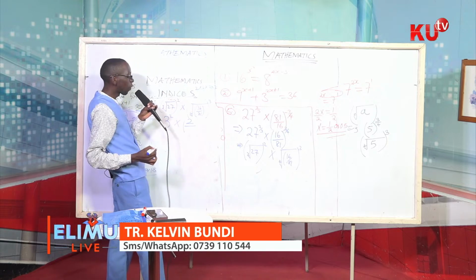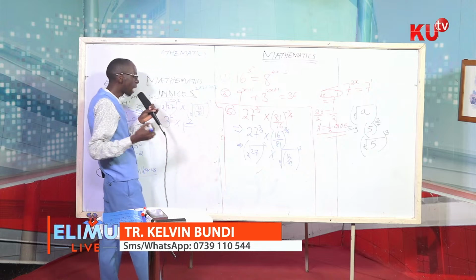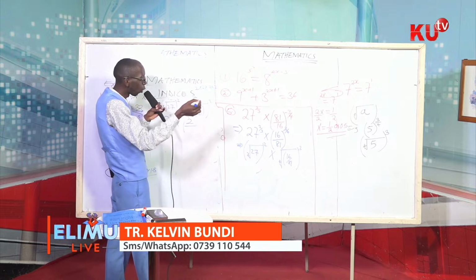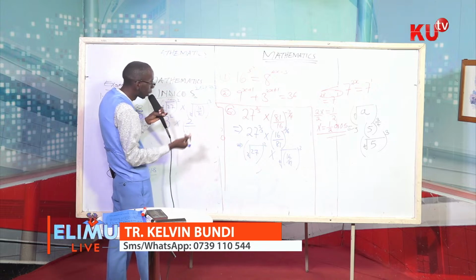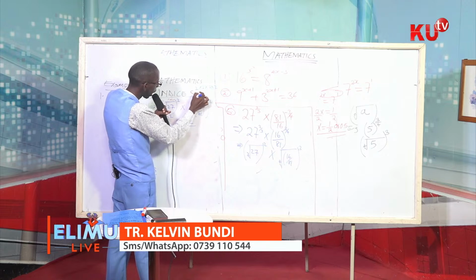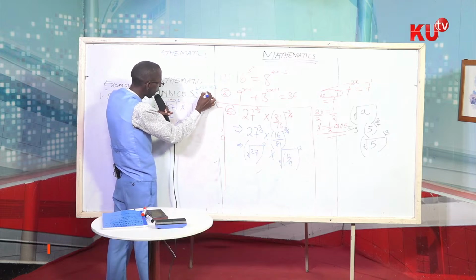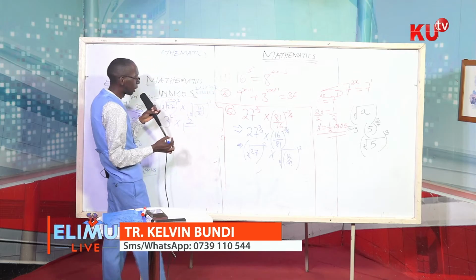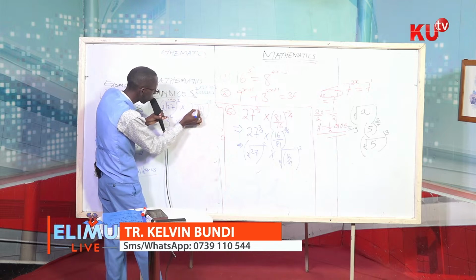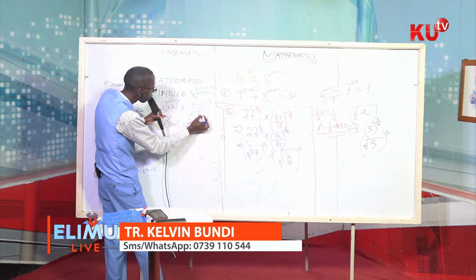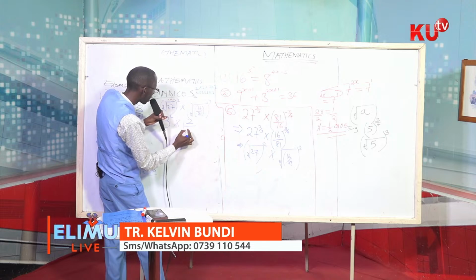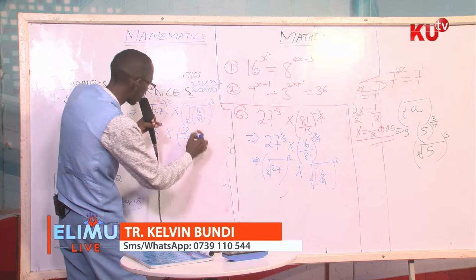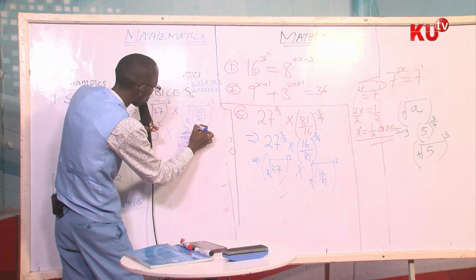What is the fourth root of 81? Which number can you multiply by itself 4 times to get 81? It is 3. 3 times 3 is 9, 9 times 3 is 27, 27 times 3 is 81. So the fourth root of 16 is 2, and the fourth root of 81 is 3. Then you raise it to power 3.